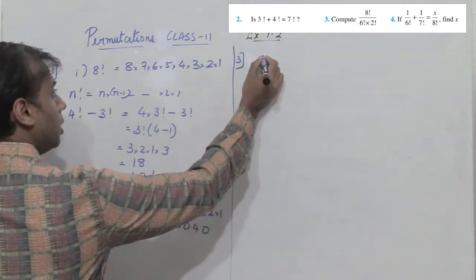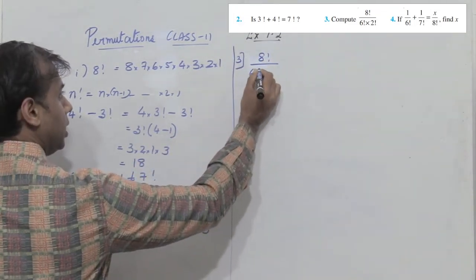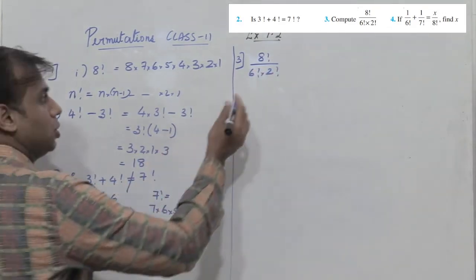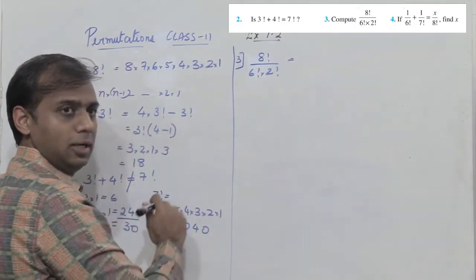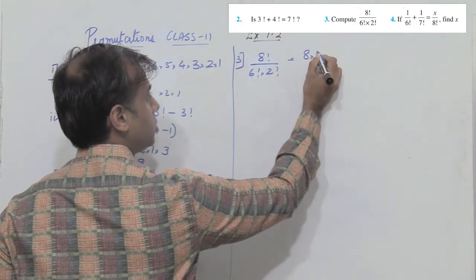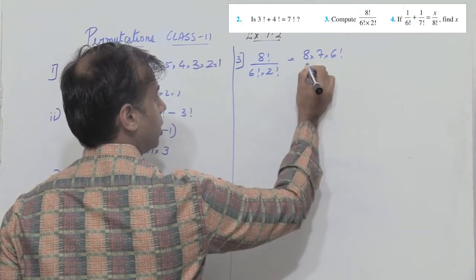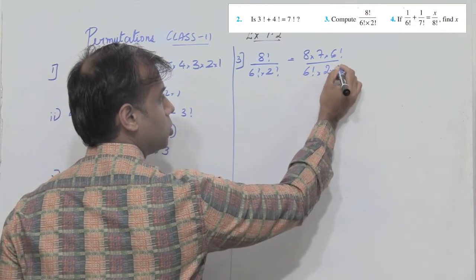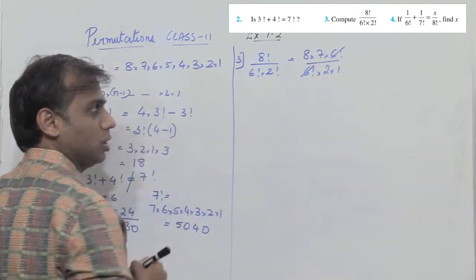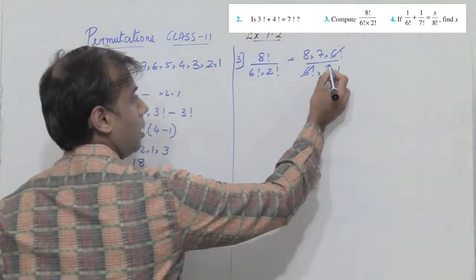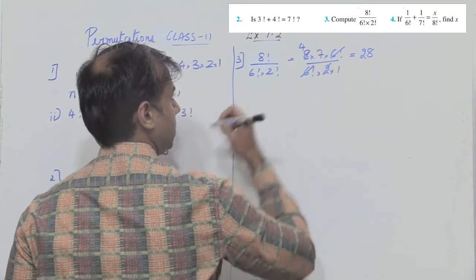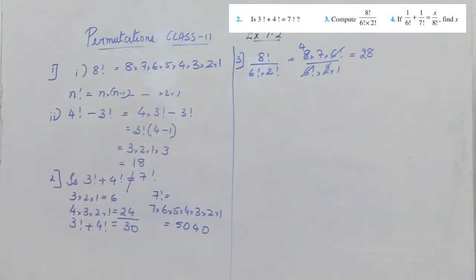Question 3, 8 factorial divided by 6 factorial into 2 factorial. So here observe that you have 6 factorial in the denominator. So you have 8 into 7 into 6 factorial divided by 6 factorial, and 2 factorial can be written as 2 into 1. So 6 factorial can be cancelled. So 2 ones are 2, 2 fours are 8. So 7 into 4 is 28. So it's a very simple problem.